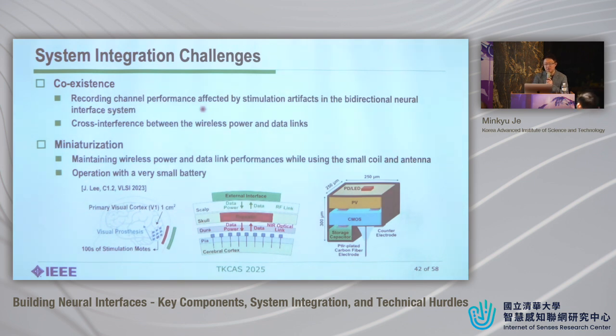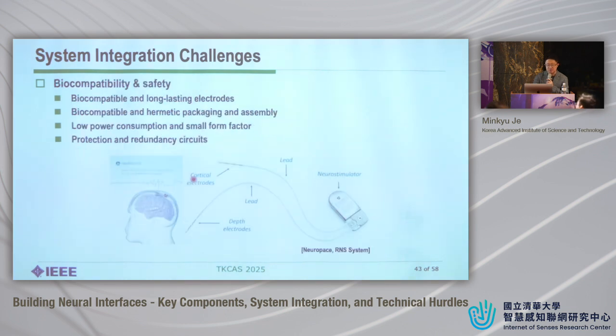Recording channel performance is affected by stimulation artifacts in the bidirectional neural interface system. So how we can mitigate this issue will be an interesting topic. And cross interference between the wireless power and data links will also be an interesting research topic. And the miniaturization, so how we can maintain the wireless power and data link performance while using a small coil and antenna, and how we can operate the device with a very, very small battery. So those topics are related to the miniaturization of the system.